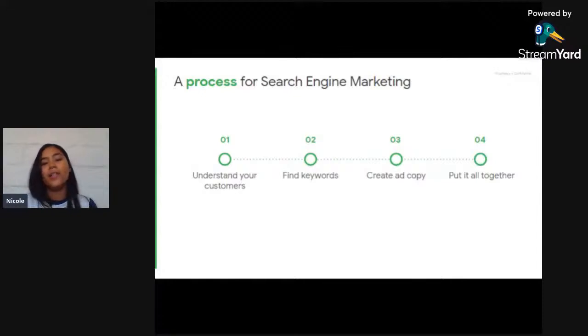So now let's take a look at the process for search engine marketing. The first step that you need to consider is you need to understand your customers. Understand your customers. This is what makes everything else happen. You need to find keywords. You need to brainstorm good keywords to bid on that might be relevant to your target audience. You need to create ad copy. In order to create good ads, we need to understand what our target customer wants.